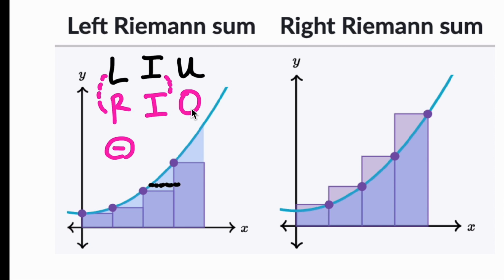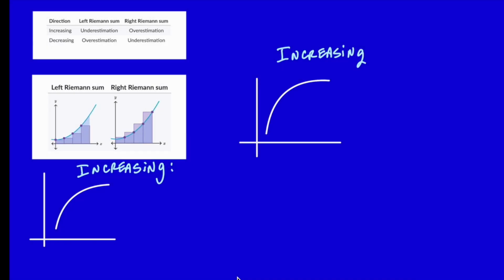Right increasing overestimate. Next, I want to illustrate, folks, that concavity does not matter when you're talking about a left and right Riemann sum and you're talking about over and underestimation.